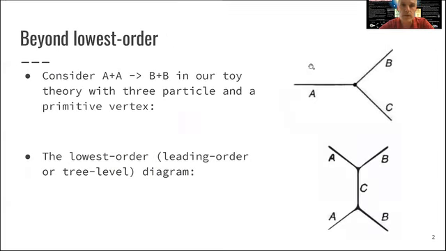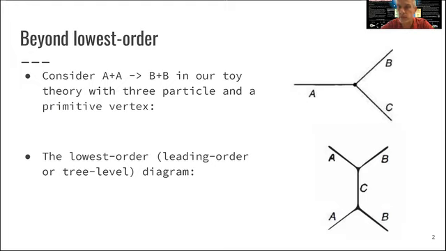So we started off with our toy theory, where we have a primitive vertex where three particles undergo an interaction. The strength of the interaction, or the coupling, I've just labeled as G. And then we can use this primitive vertex in order to build up scattering processes.